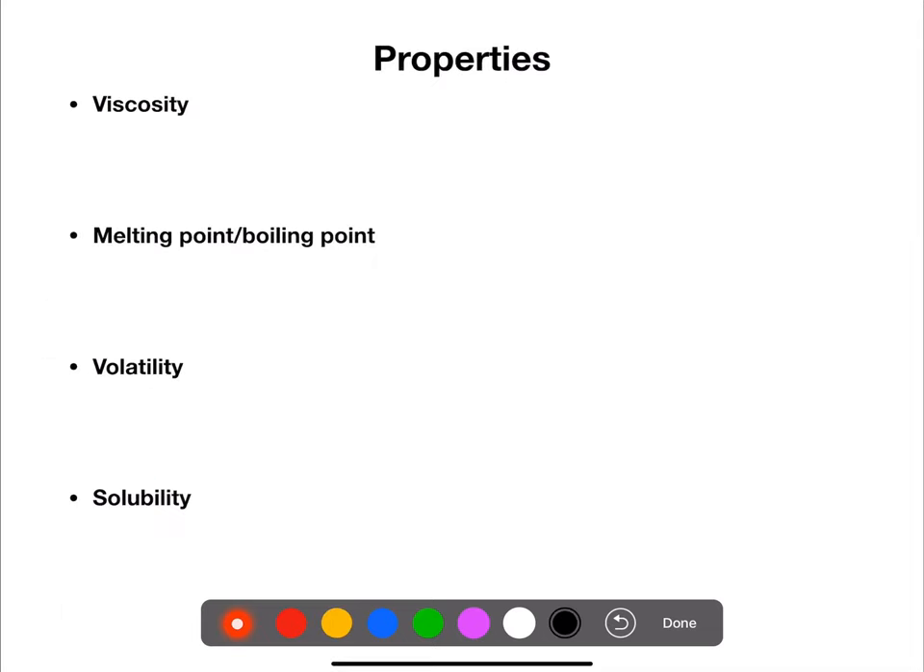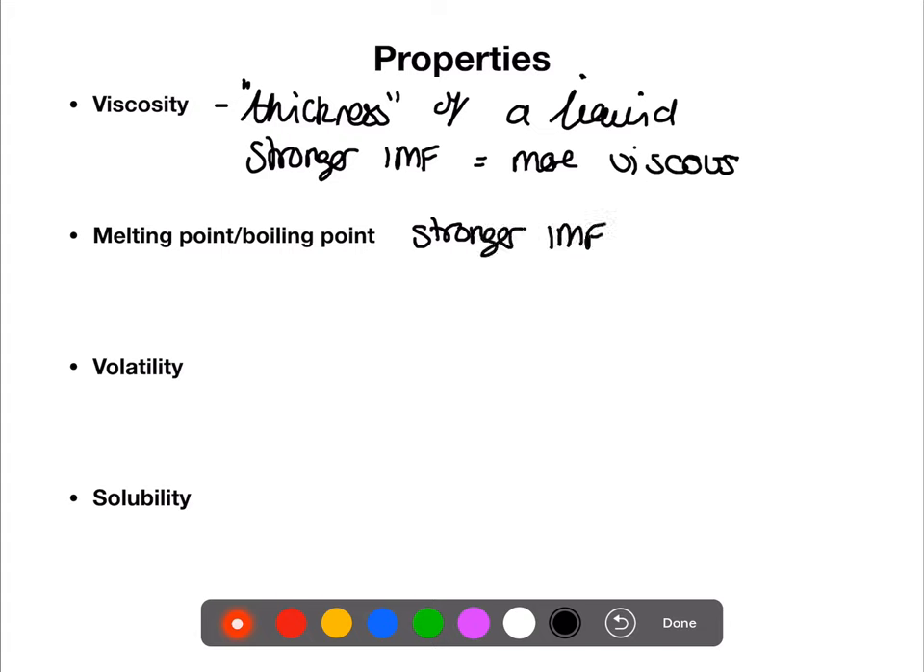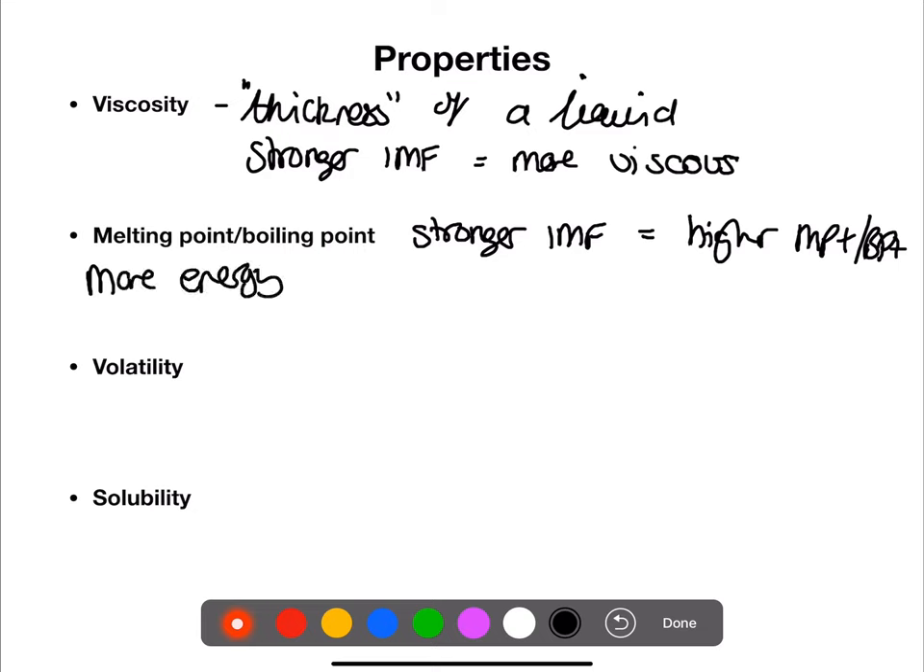Intermolecular forces affect different properties. Viscosity can be described as the thickness of a liquid. For example, honey is very viscous, whereas water is not. The stronger the intermolecular force that is present, the more viscous a liquid will be. For melting and boiling point, the stronger the intermolecular force present, the higher the melting and boiling point. This is because more energy is needed to overcome the interactions between the molecules.